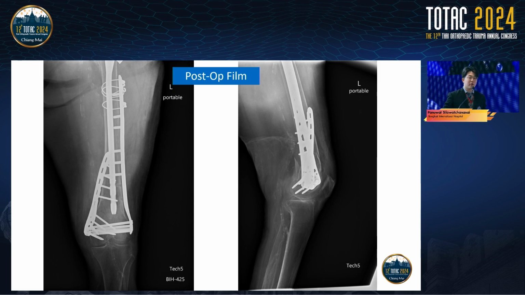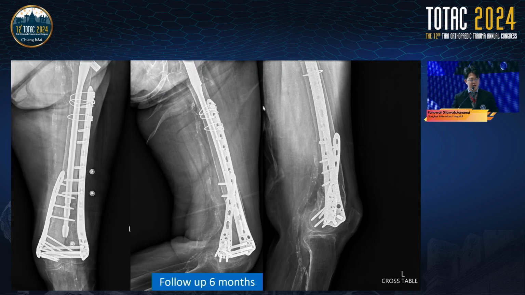Okay, this is the post-op film. For our rehabilitation protocol, we keep the patient non-weight bearing for around 3 weeks, then slowly allow toe-touch weight bearing, and gradually increase weight bearing by 10 kilos every 2 weeks. For the last 6 months, she has been doing well. She has some quadriceps weakness, but she can ambulate well. Thank you.